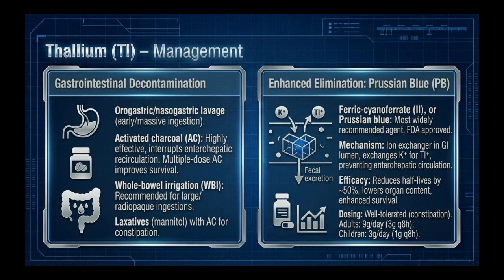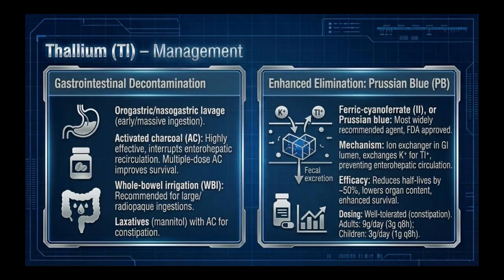Animal studies have shown that Prussian blue not only reduces the half-life of thallium and decreases its concentration in vital organs such as the brain and heart, but also improves survival rates. Typically, these studies demonstrate a reduction in half-life by approximately 50%. Although controlled trials in humans are lacking, case reports and series suggest that Prussian blue provides clinical benefits. However, interpreting these findings can be challenging because of the concurrent use of other therapies.